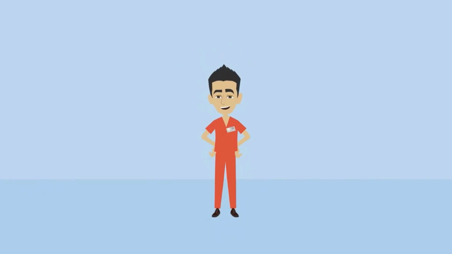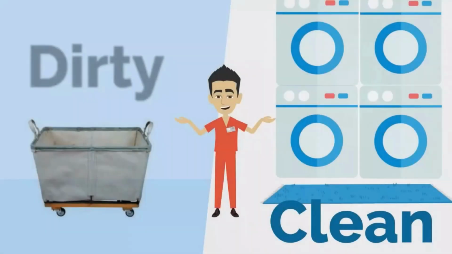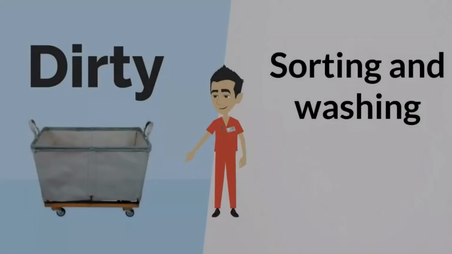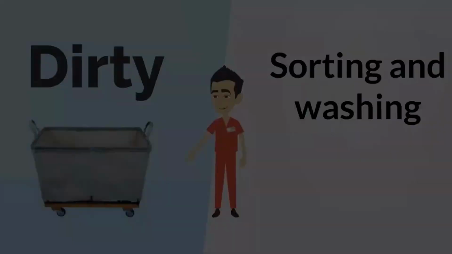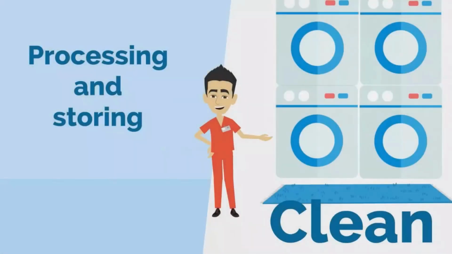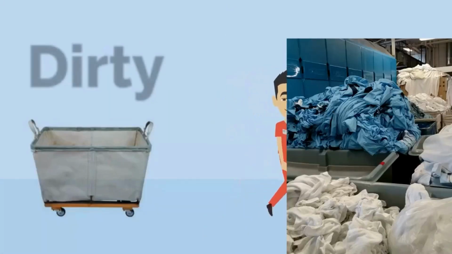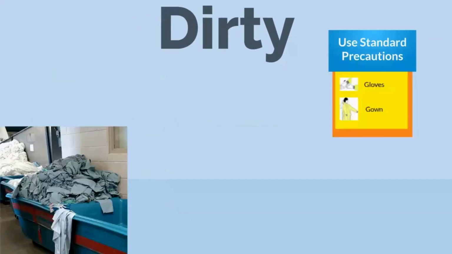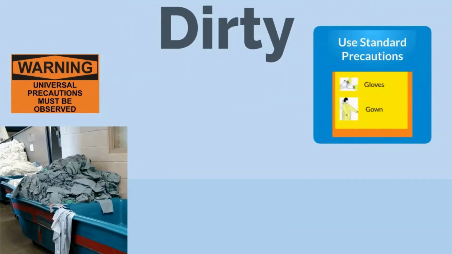The area should be large enough to process the volume of items, with room to physically separate the dirty laundering area from the clean. The sorting and washing occurs in the dirty area, while the processing and storing occurs in the clean area. Mark the dirty area with warning signs stating the presence of contaminated items. Post standard or universal precaution signage in work areas where potentially contaminated items are stored or sorted prior to processing.